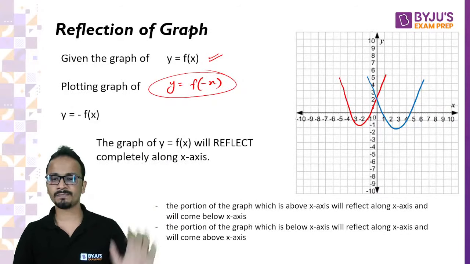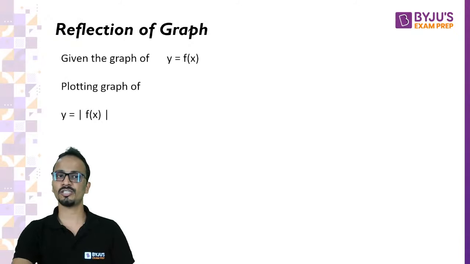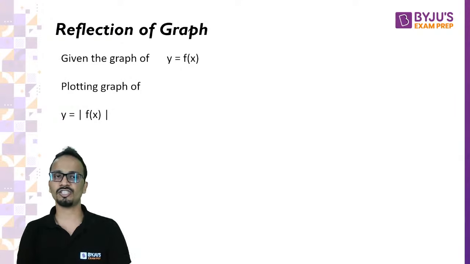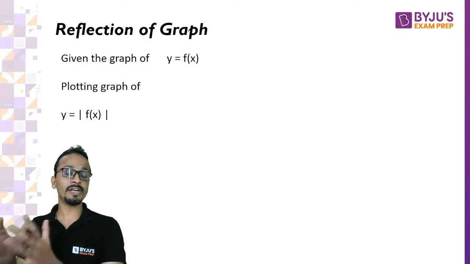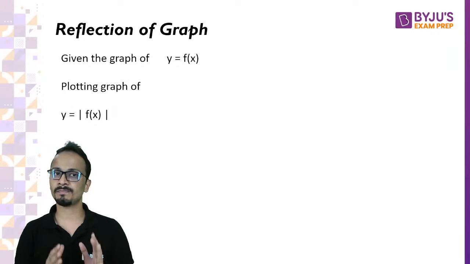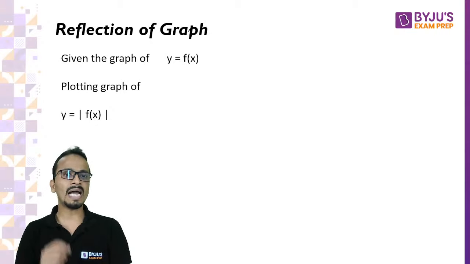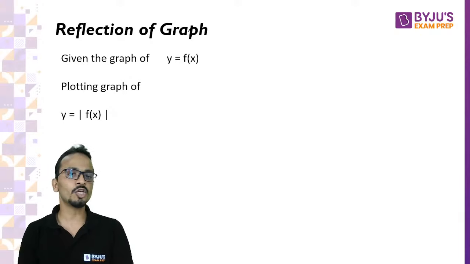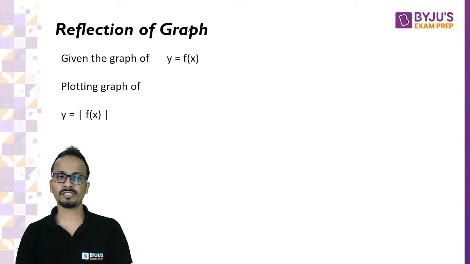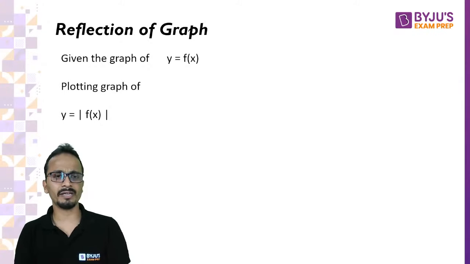All right, great. Now let's move to the next part. Again, reflection of graph, but in this case, I'll be considering the modulus function. So let's see what will happen if I take the modulus of the entire function. That means I'm doing the modulus of all the values of y. So y equal to f of x, let's say this is given to us, and I want to plot the graph of y equal to modulus of f of x. So the entire function f of x will now go in the modulus sign. So what will happen here now?